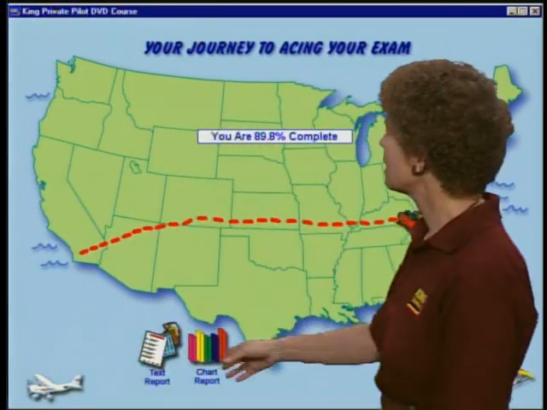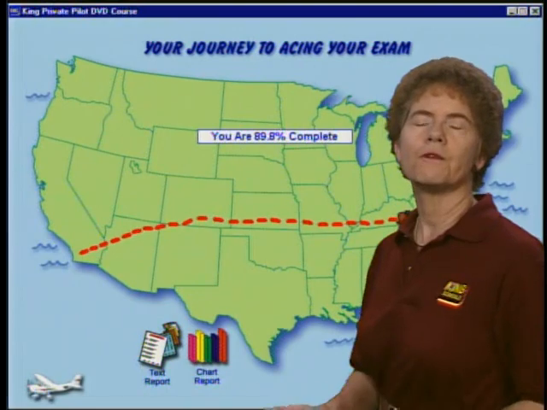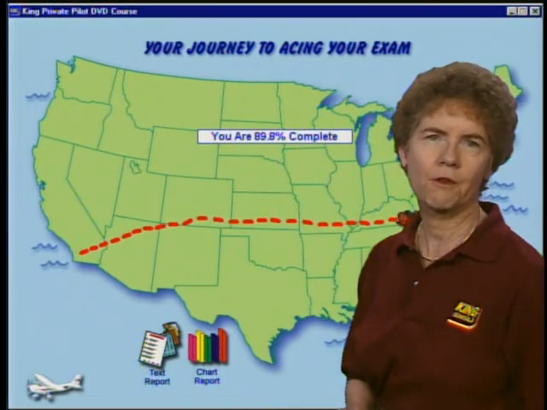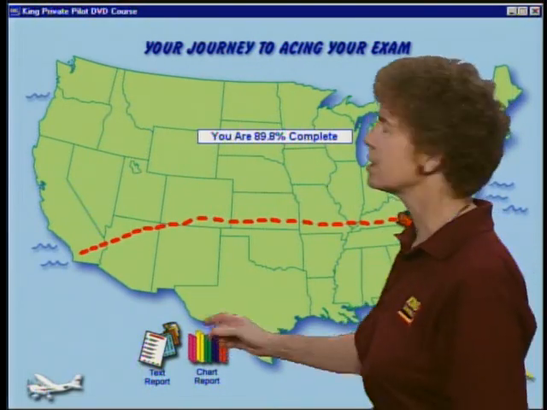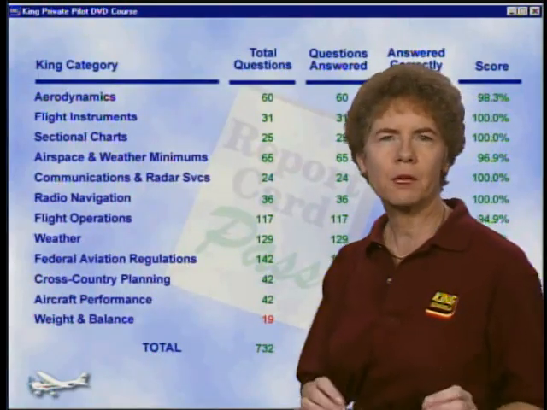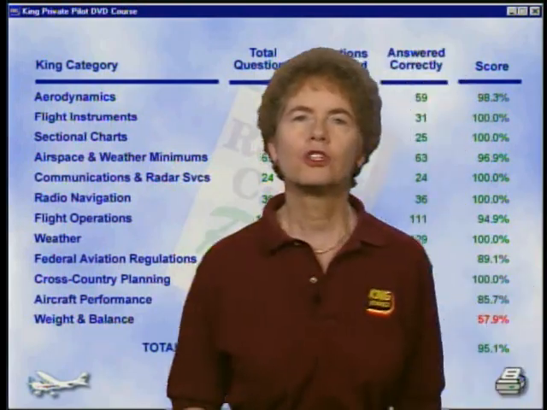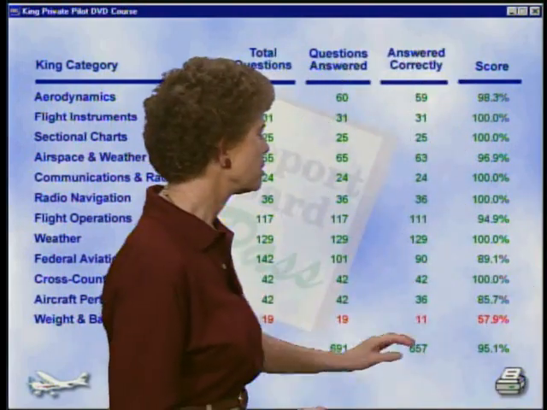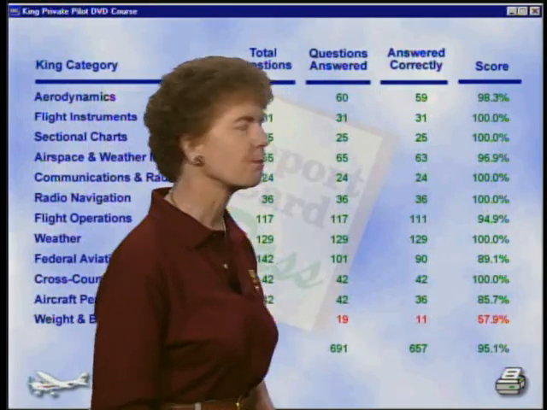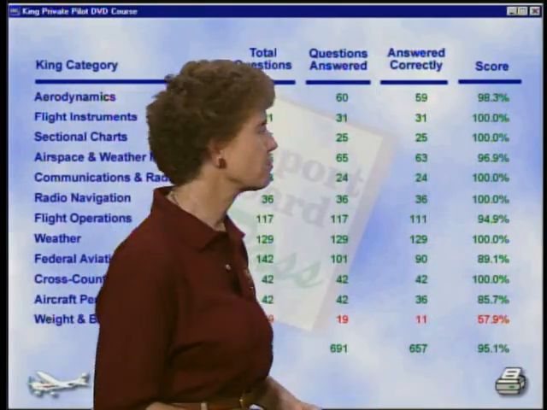With these two icons south of the border, you can view either a text or a bar graph report. Let's take a look at the text report. Any scores under the 70% passing level will be shown in red, so you would definitely want to study those areas further. And you can send either of these reports to the printer if you wish.